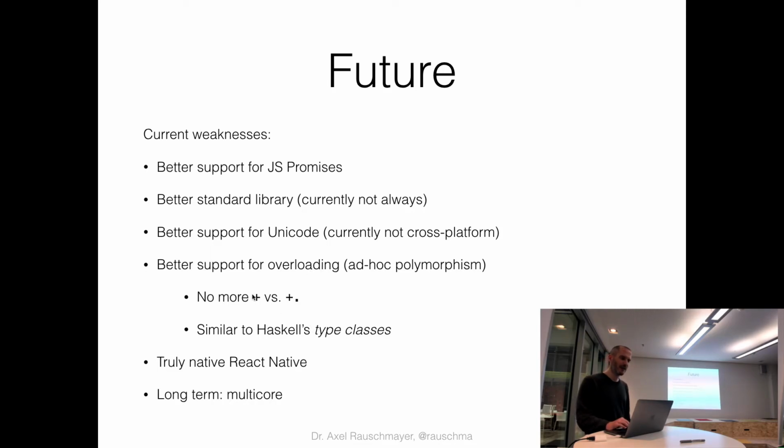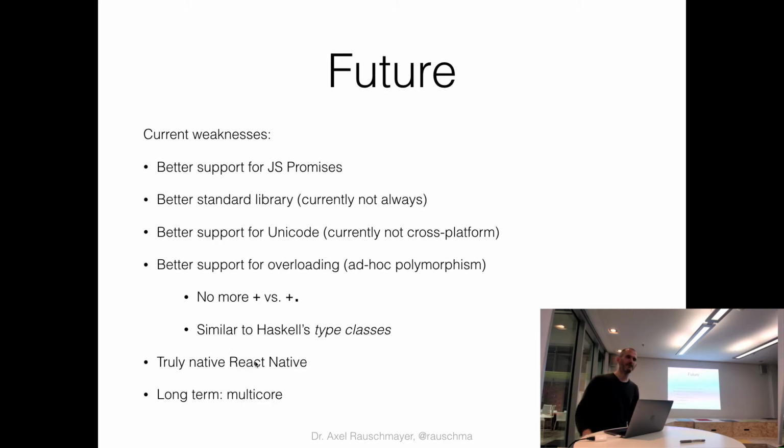So you will be able, for example, at the moment you have different operators when it comes to plus for integers. So that's this plus here. And then you have a different plus for floating point numbers. That's the plus dot. And in the future, there will probably be support to overload, and then you could have, if you wanted to, a single operator for both.